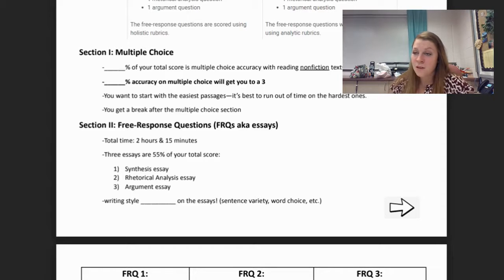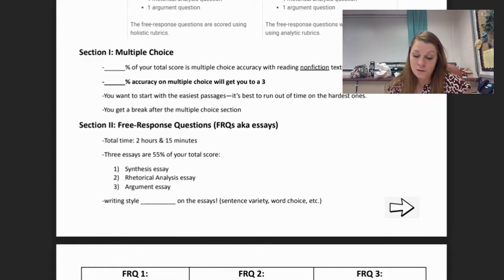If you know that you can get the questions correct on those easier passages, you're definitely going to get those points. Whereas if you start with the hard ones and you're just racking your brain, you're just wasting time, you're not going to even get to those easier passages. Then you do get a break after the multiple choice section. So this is an hour.